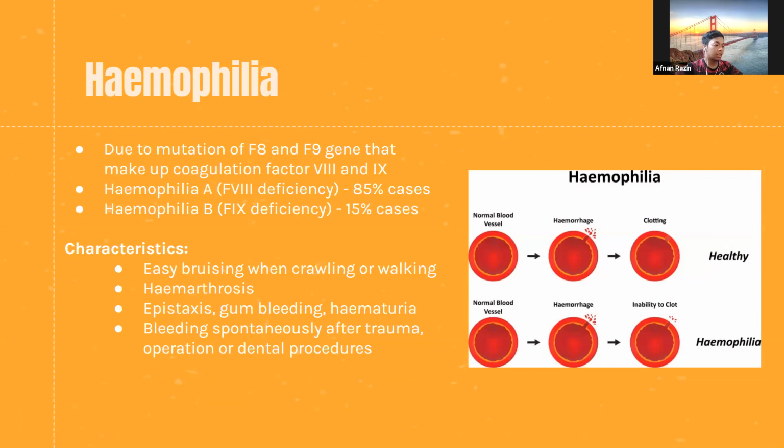So the characteristic is that the child will easily get bruised when crawling or walking, and there are also episodes of hemarthrosis, which is bleeding into a joint cavity, and episodes of epistaxis, which is nasal bleeding, gum bleeding, and hematuria. And then there are also episodes of spontaneous bleeding after trauma, operation, or dental procedures, or it can also occur after circumcision.